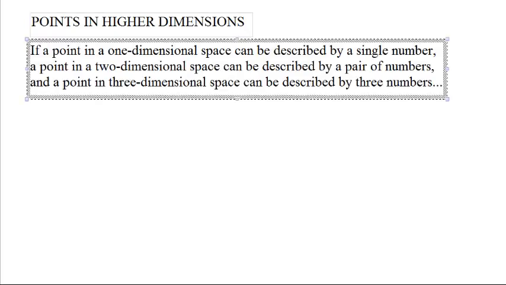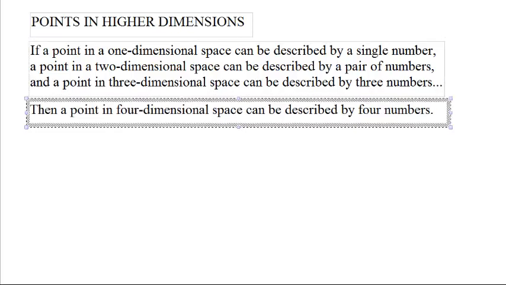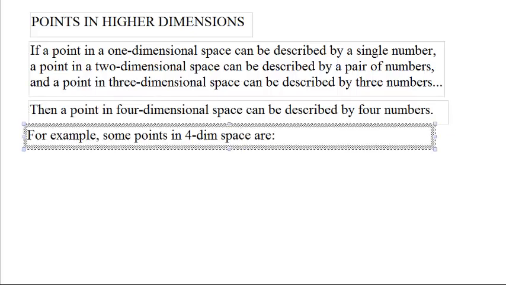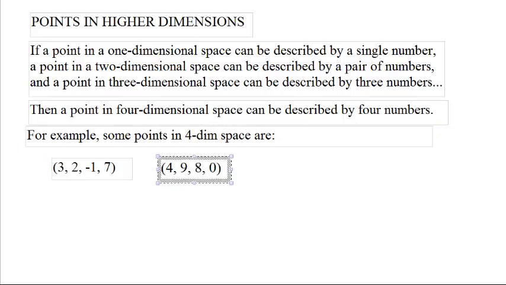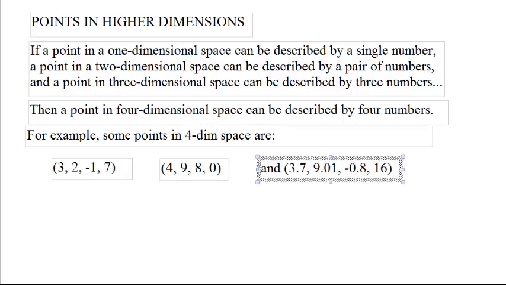Points in higher dimensions. If a point in one-dimensional space can be described by a single number, and a point in a two-dimensional space can be described by a pair of numbers, and a point in three-dimensional space can be described by three numbers, then a point in four-dimensional space can be described by four numbers. For example, some points in four-dimensional space are 3, 2, -1, 7, and 4, 9, 8, 0, and 3.7, 9.01, -0.8, 16. Any four numbers describe a location in four-dimensional space.